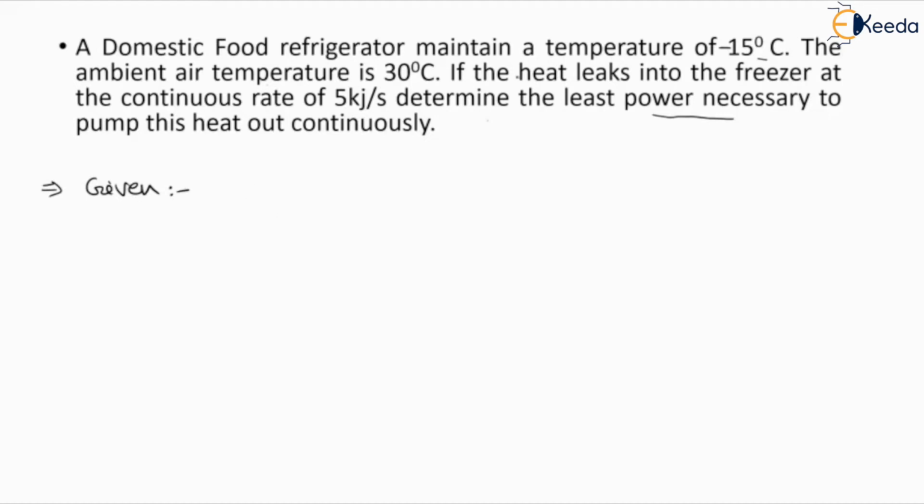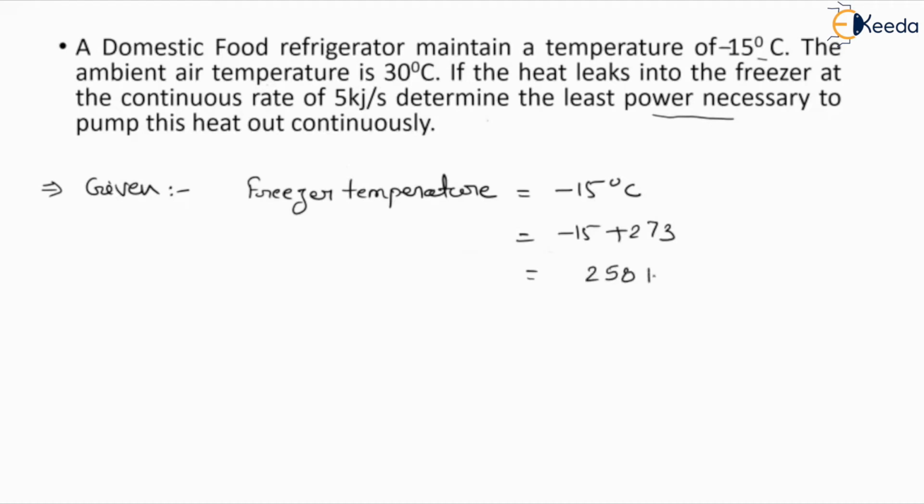First we have the freezer temperature. The freezer temperature is given as minus 15 degree centigrade. We will convert this into Kelvin. So it will be minus 15 plus 273, in Kelvin. So the value is 258 Kelvin.